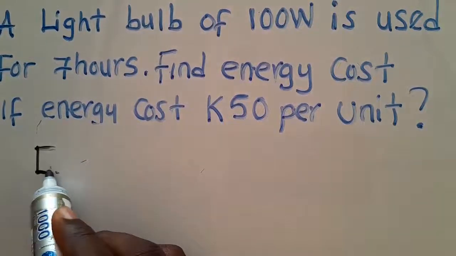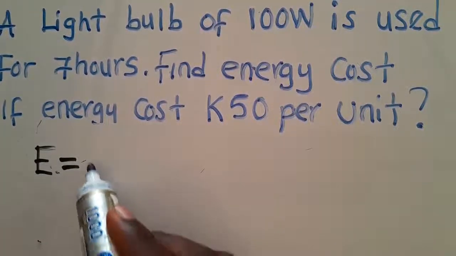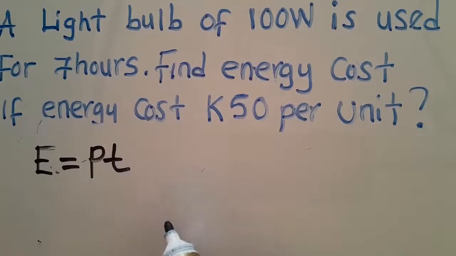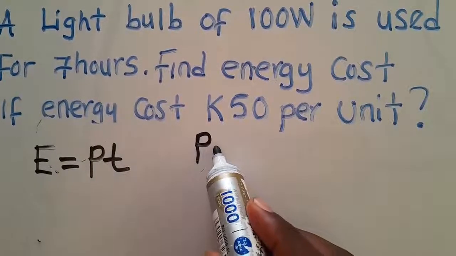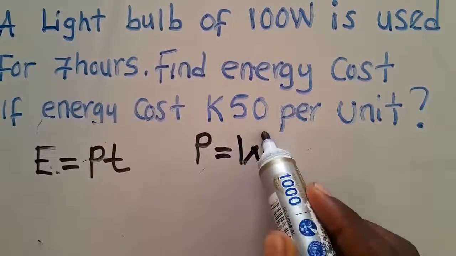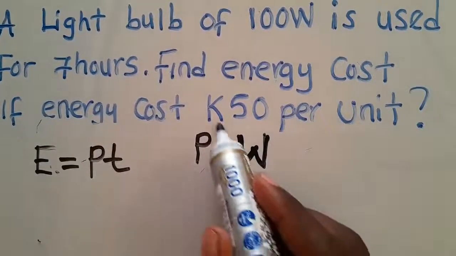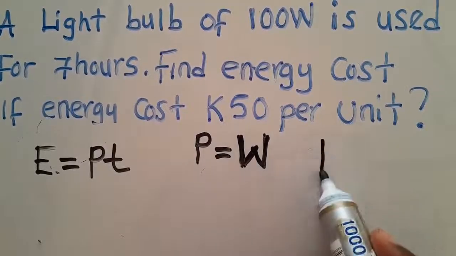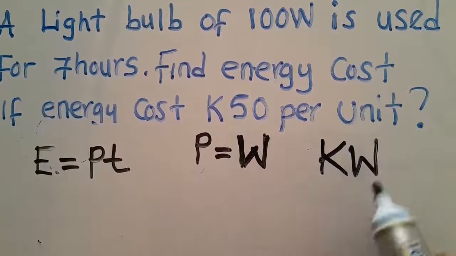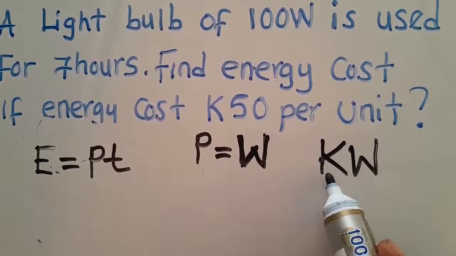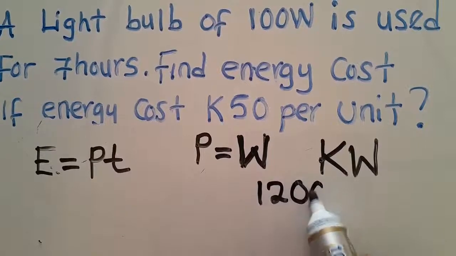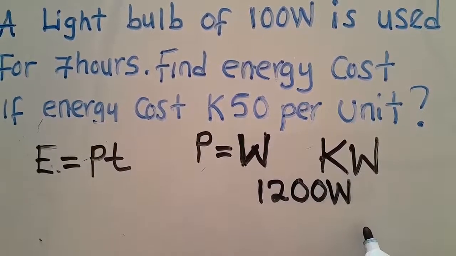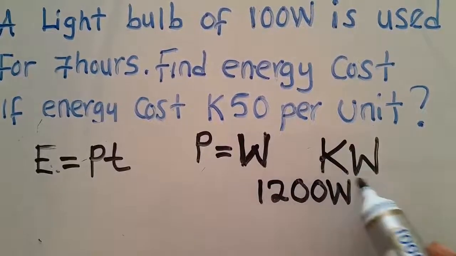So when we are talking about energy, energy is given by the formula power times what? Time. This is what you need to know. Power times time. And the power, you know the SI unit for power is watts. But in this case, the power should be in kilowatts. This is to tell you that the power which is given, let's say you are having a question like 1,200 watts, you need to change it to kilowatts.